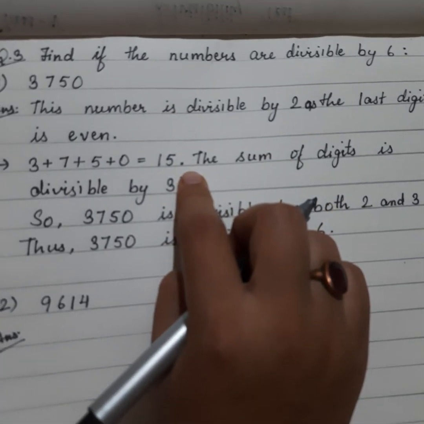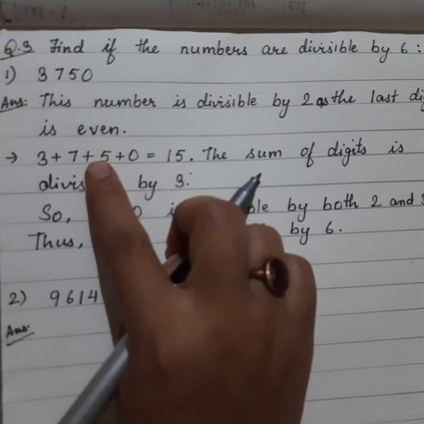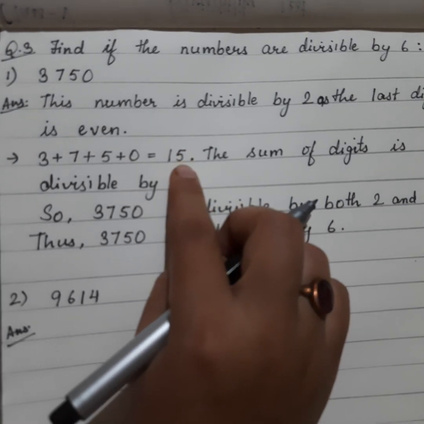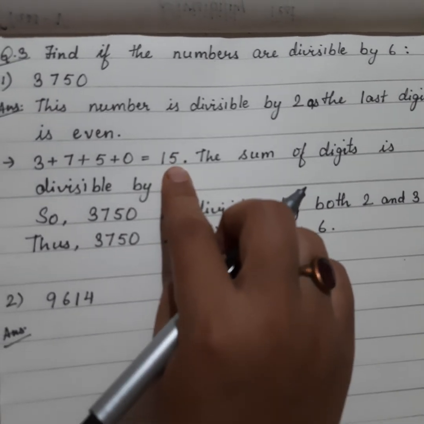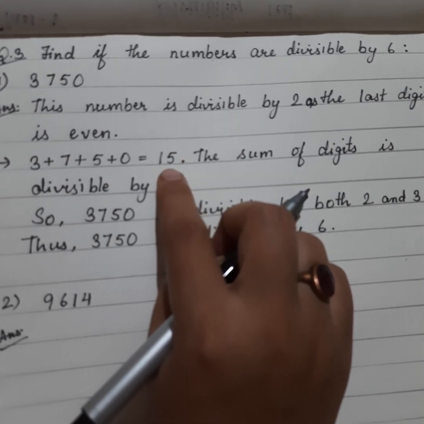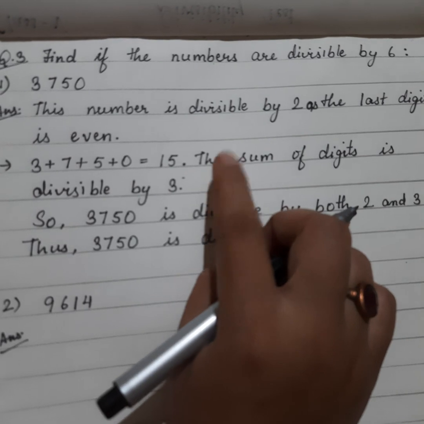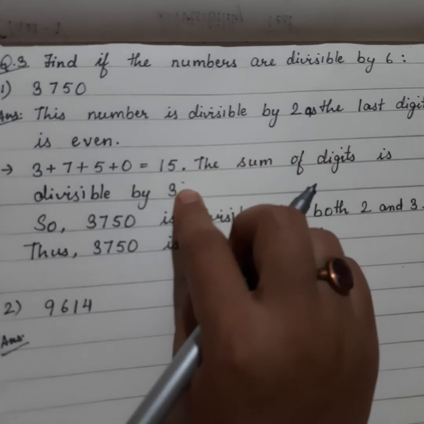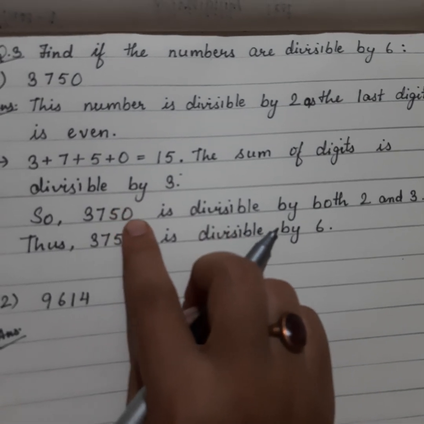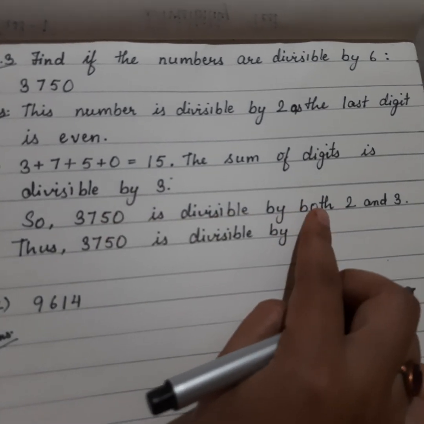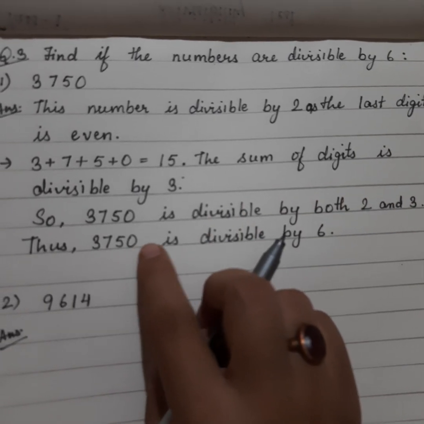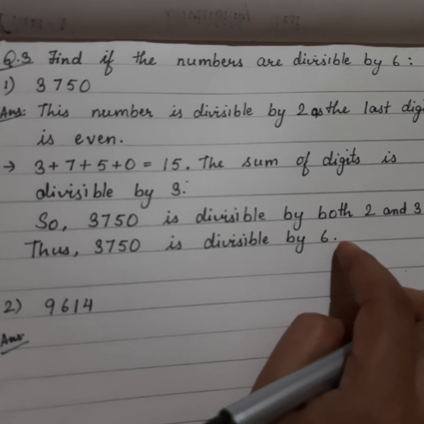well as 3, then only we can say the given number is divisible by 6. So as you can see, divisibility by 2 is proved. Then moving on to the next step, adding all the digits, that is 3 plus 7 plus 5 plus 0, you will get 15, and 15 comes under the table of 3 because it is a multiple of 3. So you can write the statement as the sum of digits is divisible by 3. So 3750 is divisible by both 2 and 3. Thus 3750 is divisible by 6.